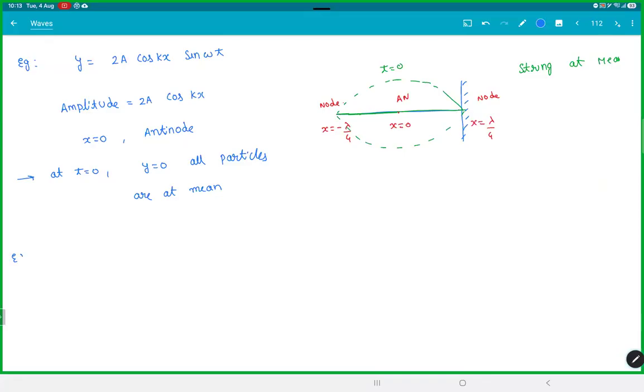Yeah, let me take one more. y equal to 2a cos kx cos omega t. All these are stationary waves, right? So you can clearly see when x equal to 0, it is an antinode. At t equal to 0, antinode, meaning the string is at the extreme position. You have chosen x equal to 0 as antinode. So x equal to minus lambda by 4 is a node. So at t equal to 0, you're at extreme.